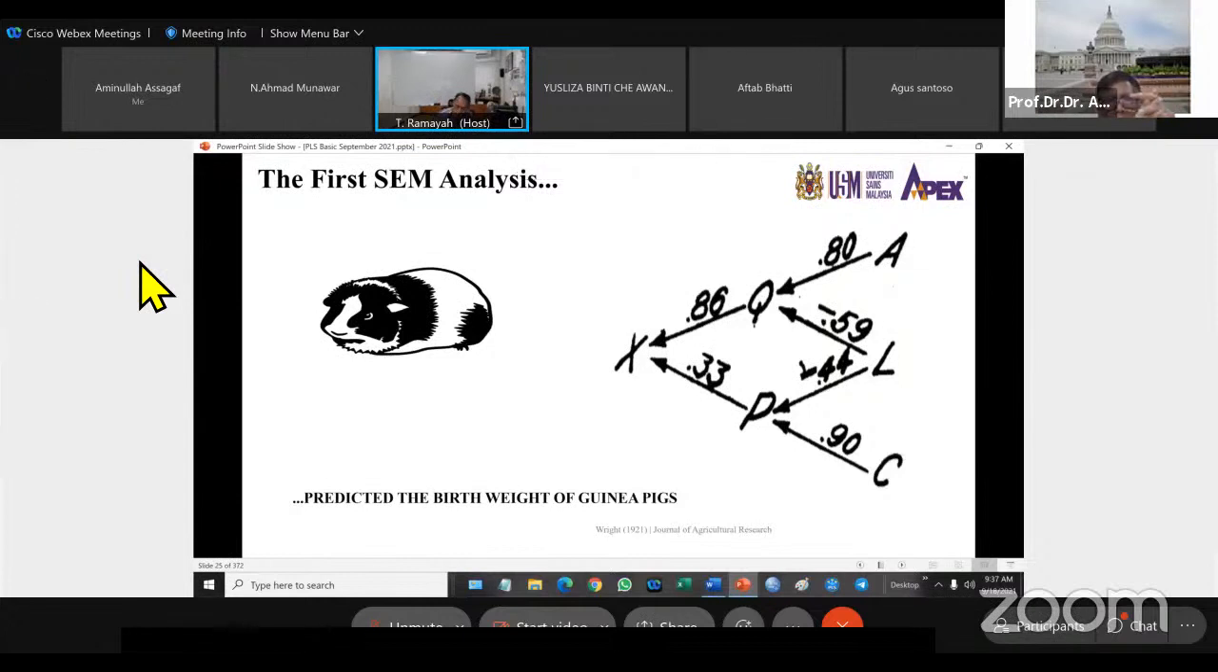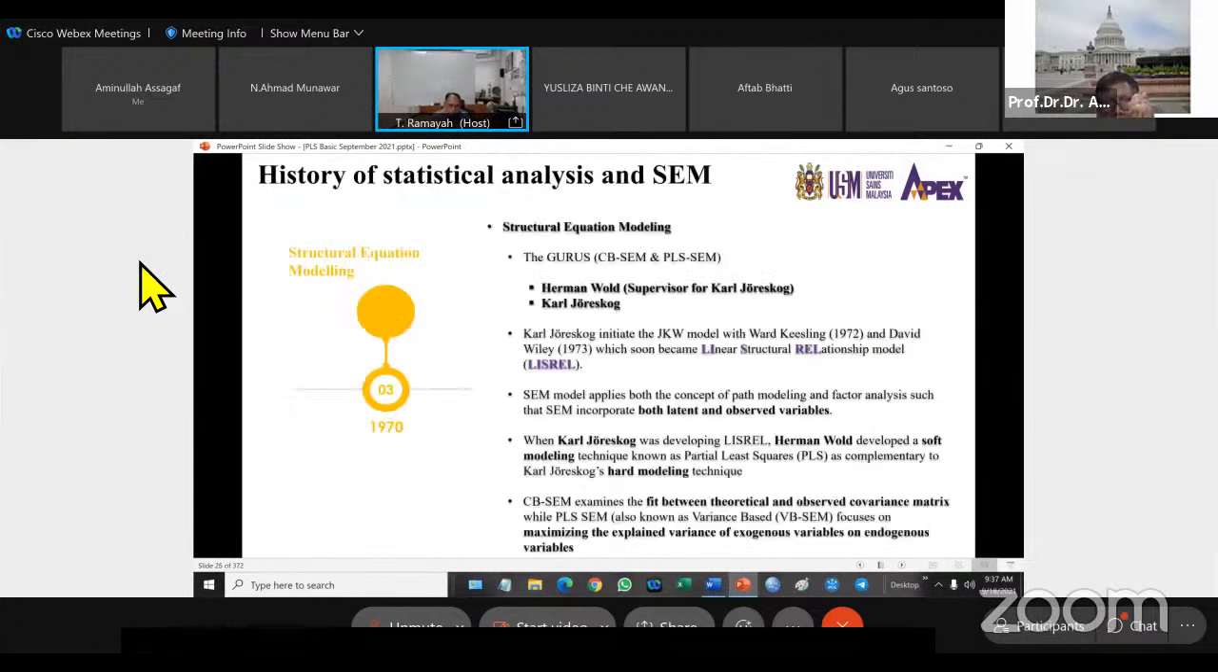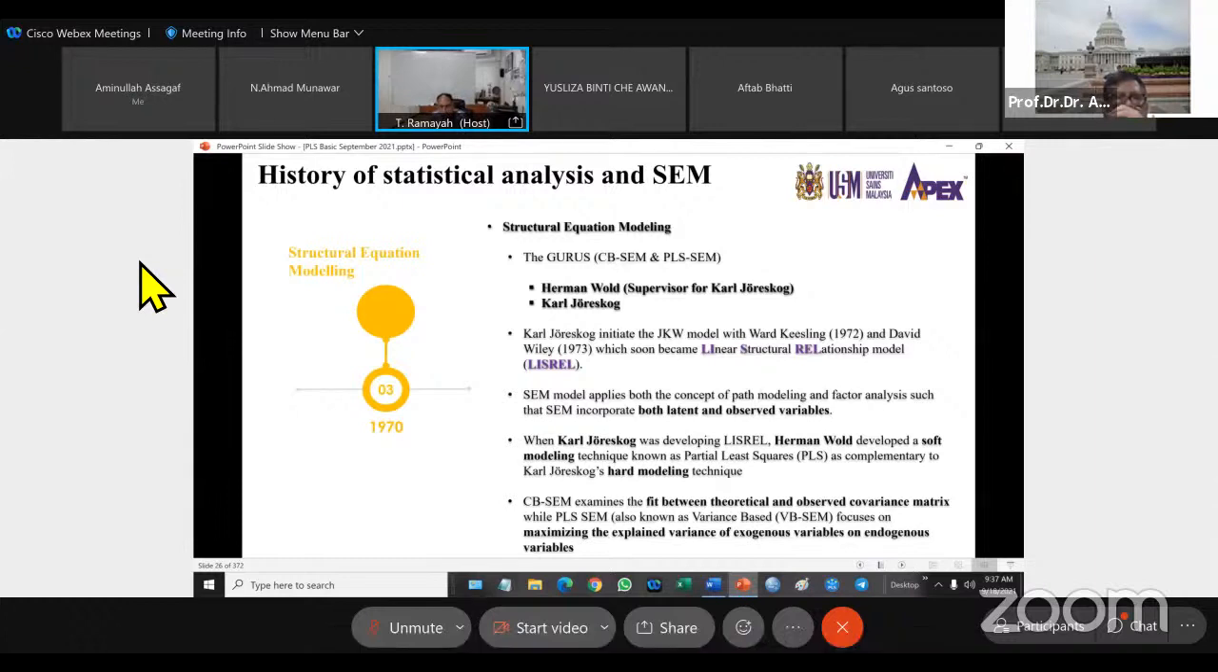Okay? And after that, what happened was we had this Swedish econometrician called Herman Wold. He's considered the father of structural equation modeling. He was the supervisor for Karl Joreskog. So Karl Joreskog went into a stream of research called covariance-based SEM. That is where the software called LISREL was developed. And most of the software in covariance-based SEM are modeled along this line called LISREL.